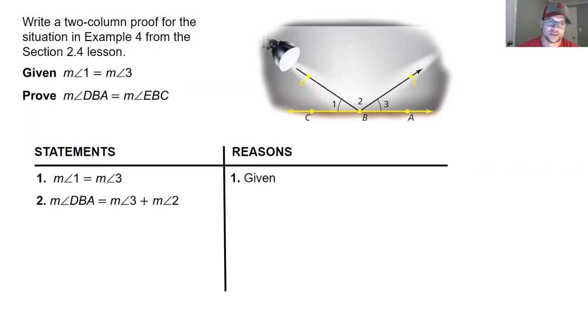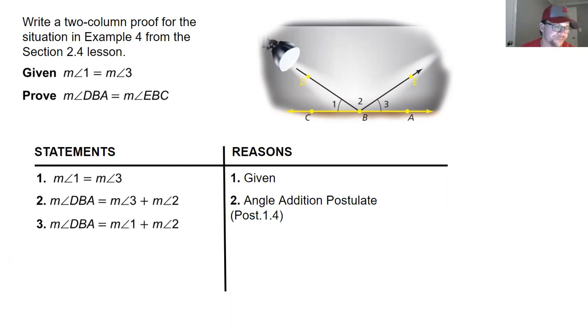What we can then prove next is that the measure of angle DBA is equal to the measure of angle 3 plus angle 2. Remember, DBA starts at where the light is in the picture, goes down to the ground, and then travels along the ground. So you're creating two different angles, which are 2 and 3. And in order to find the measure of the total, you're going to add the angles together. So your correct reason would be the angle addition postulate.